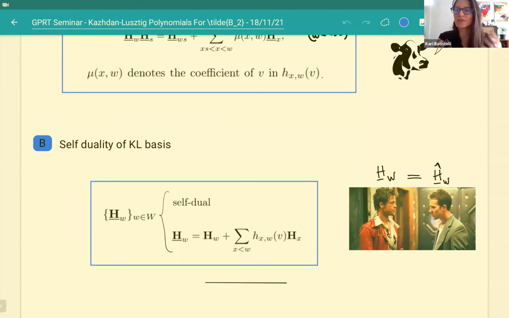The second kind of proof that I also love is using self-duality. If I happen to find a formula for an element that looks like this, a sum of standard basis elements accompanied by polynomials, then the only thing I need to prove in order for it to be a Kazhdan-Lusztig basis element is that it is self-dual. If I ensure that it's self-dual and the formula looks like this, then it has to be an element of the Kazhdan-Lusztig basis. So that's what we're going to be working on.